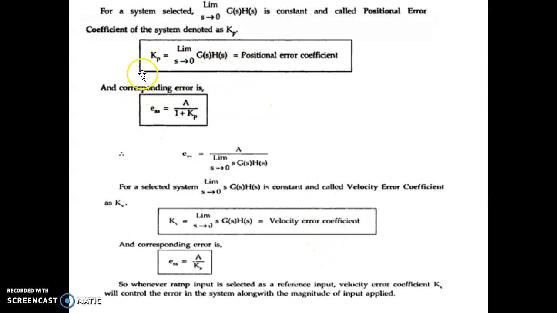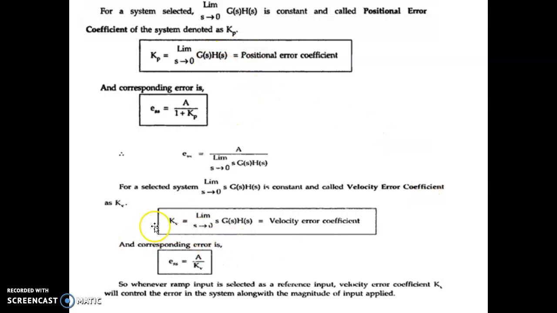The same steady state error can be applied for the different kinds of inputs. If you apply the steady state error for the first type of input, that is the positional error constant, in general the steady state error is given by e_ss equal to A divided by 1 plus Kp, where Kp is the positional error constant or positional error coefficient. Kp is given by limit s tends to 0 of G(s) H(s).